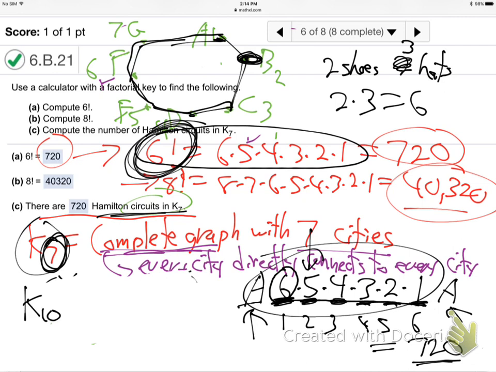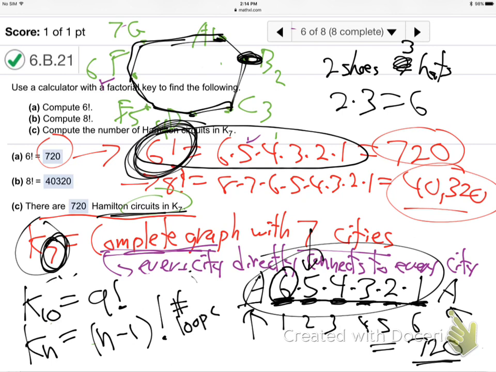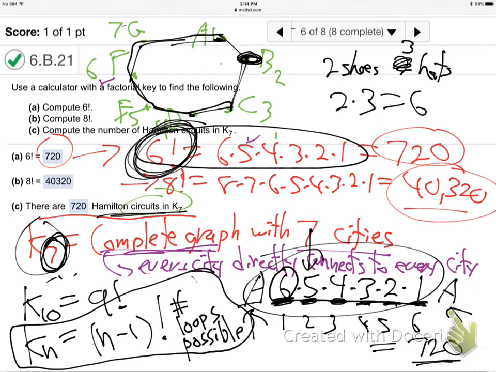So what if they asked me K10? You have 10 cities. Then it's going to be 9 factorial different possible loops to visit all the cities. Get the idea? So if it's Kn, let's write a general formula. N minus 1 factorial. There's the formula for the number of loops possible. Everybody tracking with me? Number of loops, or they call them circuits, whatever, same thing. N minus 1 factorial. See how we figured that out? If you have N cities, there's N minus 1 factorial possible trips visiting all those cities. Possible loops. We just followed the pattern there.